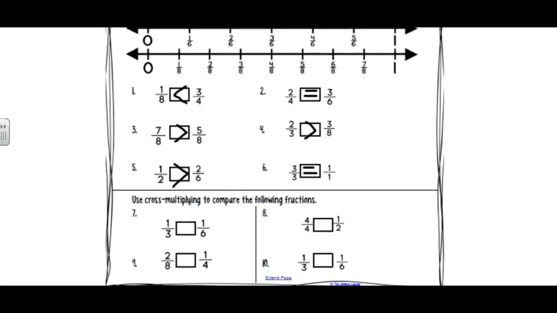Okay, so down here on the bottom it says use cross multiplying to compare the following fractions. You can cross multiply the following fractions if you would like, or I'm going to let you use the number lines to help you. If the number lines are up there, I think that's a much easier strategy because you don't have to take that step of cross multiplying. So go ahead and compare 7, 8, 9, and 10. Use those number lines at the top. See which ones are closer to 1/2. And once you have these answers done, you may push play to check yours.